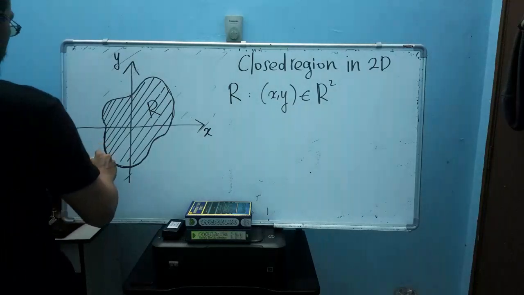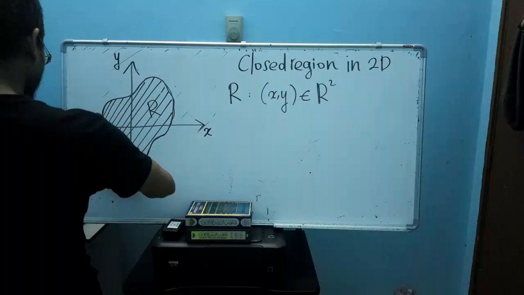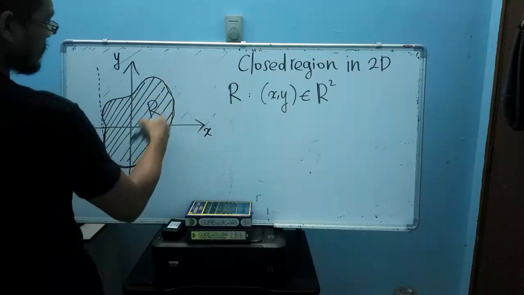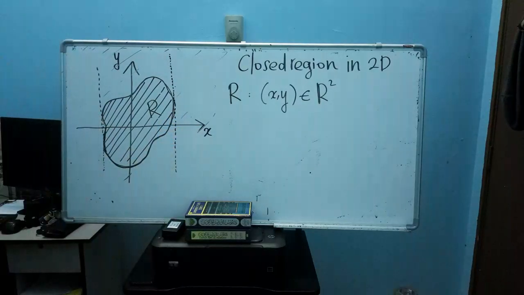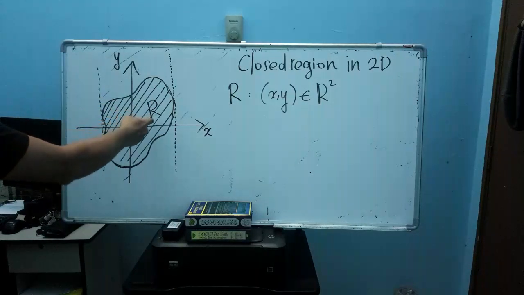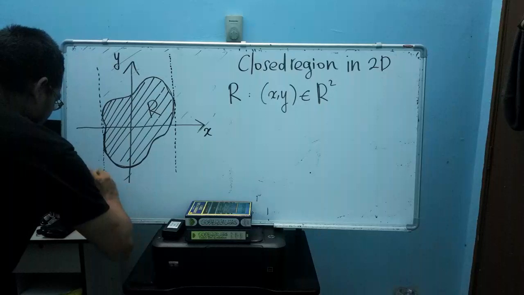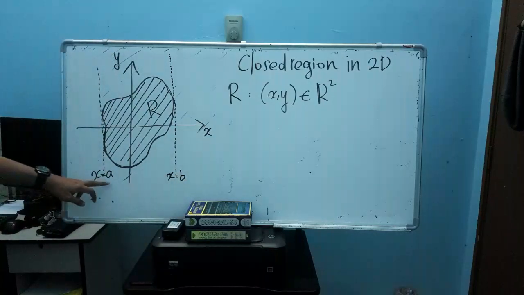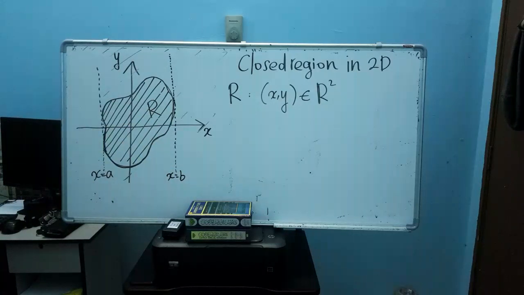The first value of X will be the minimum value, maybe somewhere here. And then the second value will be the maximum value, somewhere here. So now I can say that my closed region R is in between these two values of X. Let these be X equals A and X equals B. Of course X equals A I can say is the minimum value for my R, and X equals B is the maximum value of X in R.